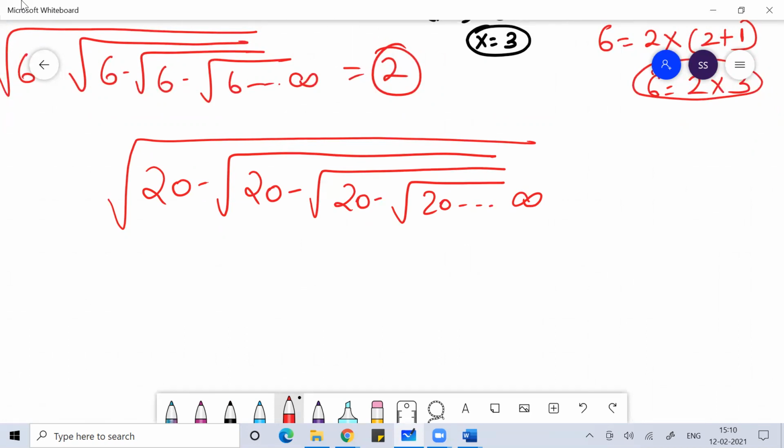What is the answer for this? You can write 20 as 4 into 5, and here the minus sign is there. So what is the answer for this? 4. Clear?